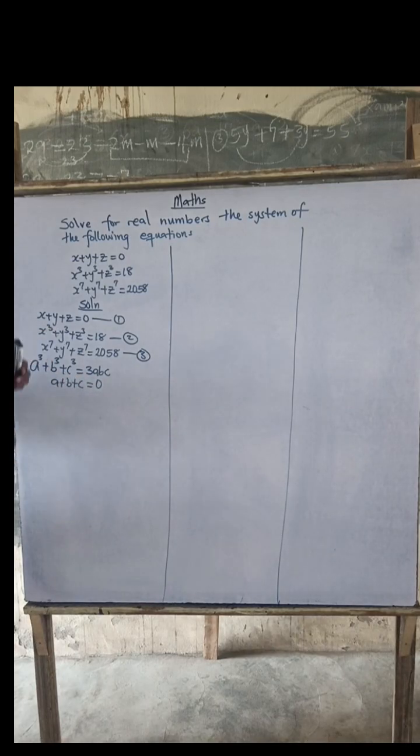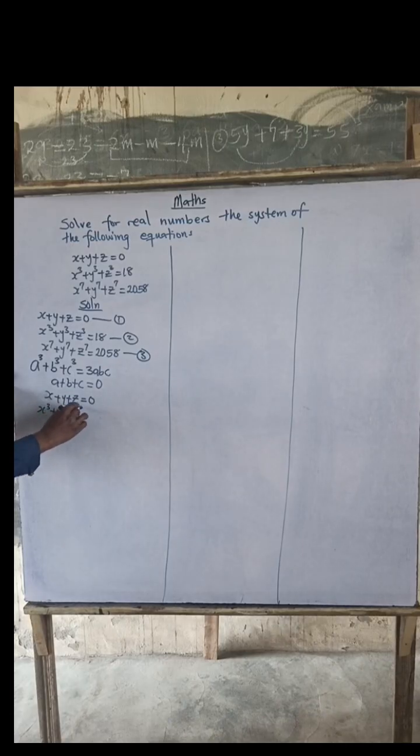Now, what we are going to do is change the letters here to the given letters, the variables. x plus y plus z equals 0. That is equation 1. That implies x cubed plus y cubed plus z cubed equals 3xyz.